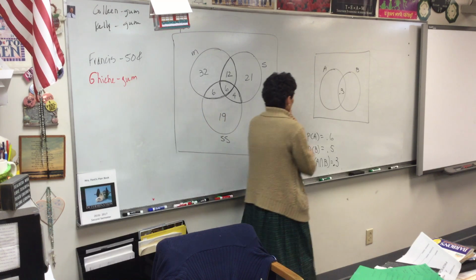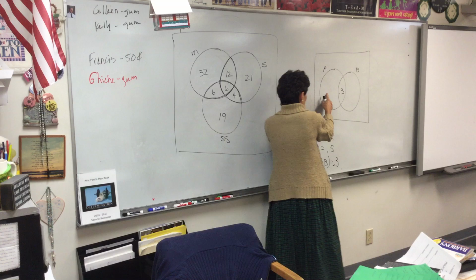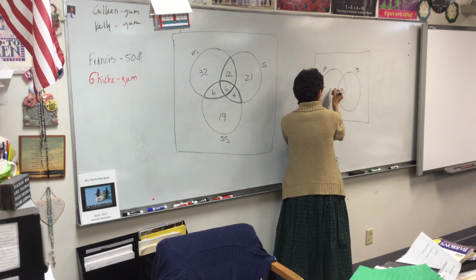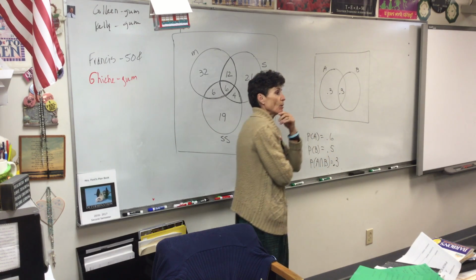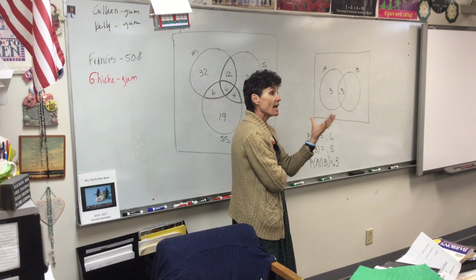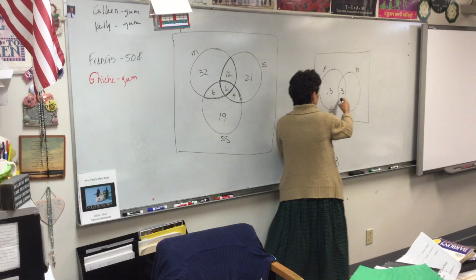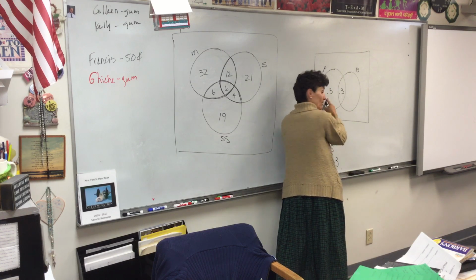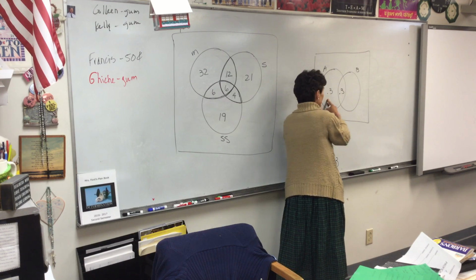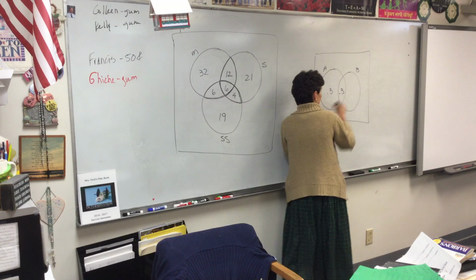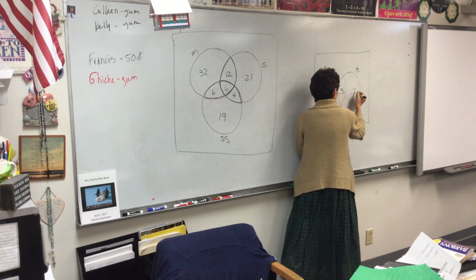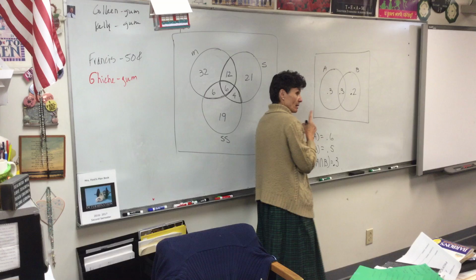Now, what goes here? 0.3. Because we know that the probability of the entire A circle is 0.6. But since you already marked this part 0.3, that only leaves 0.3 for this. And what about out here? 0.2. Now, is that okay with everybody, 0.2?